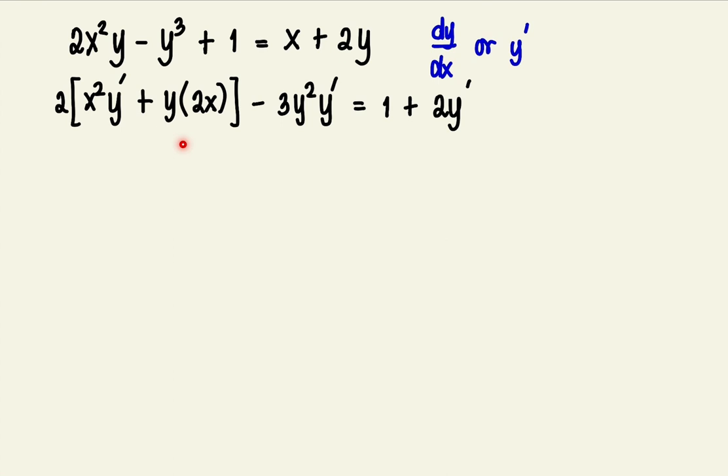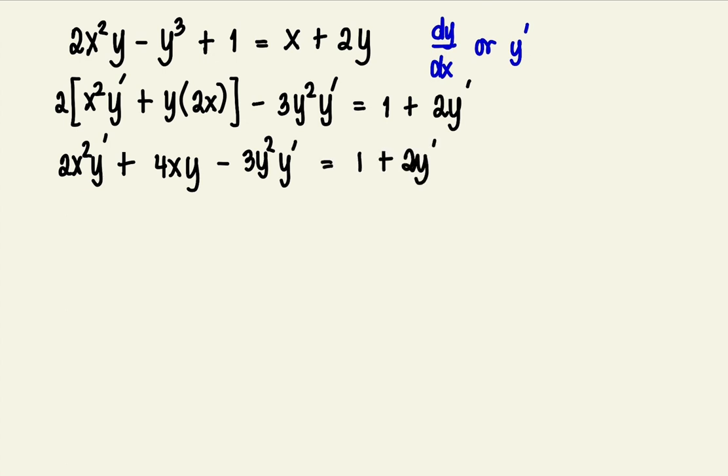The rest of the process is done by using algebra so that we get y prime on one side and all the other terms on the other side. So here we first distribute 2. That gives us 2x squared y prime. And then distributing 2 here to the second term, that gives us 4xy minus 3y squared y prime equals 1 plus 2y prime.